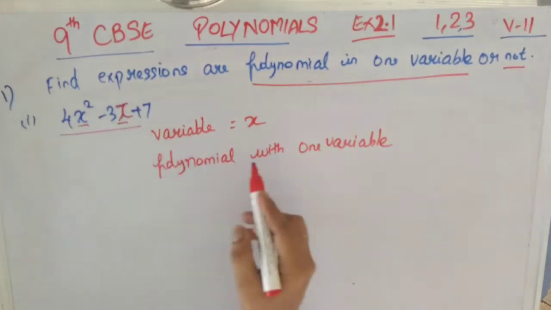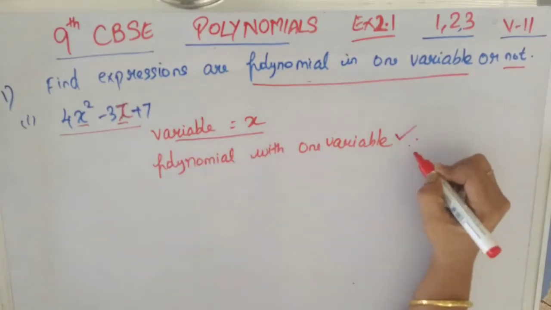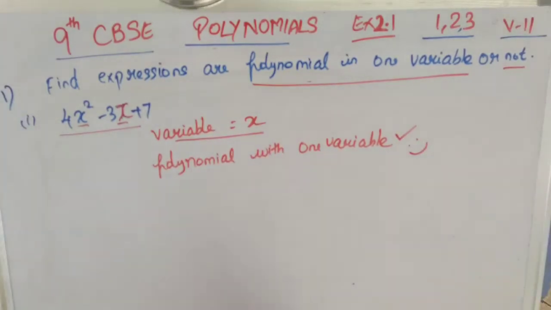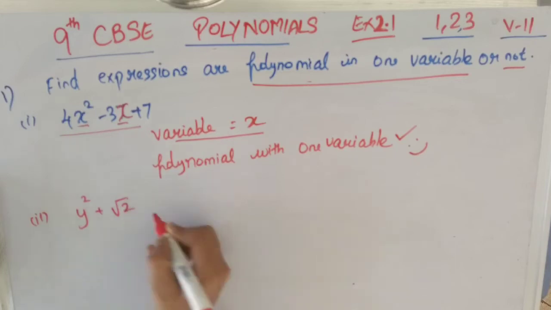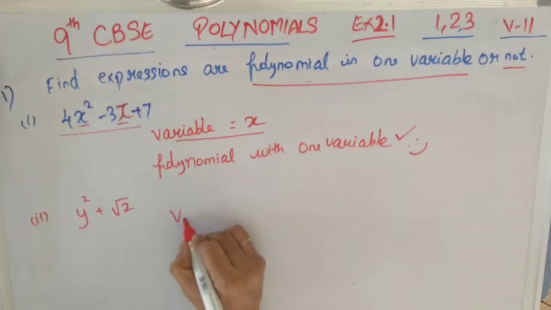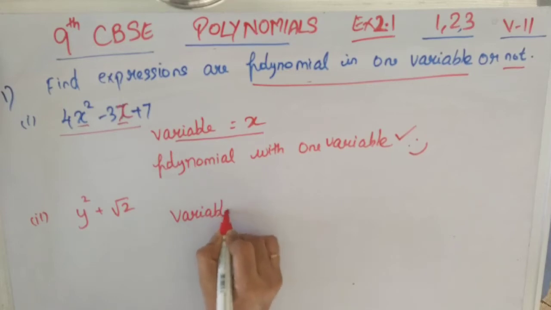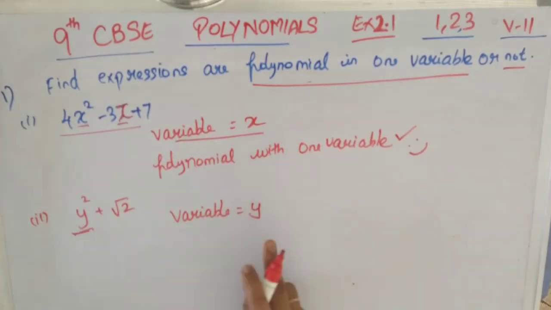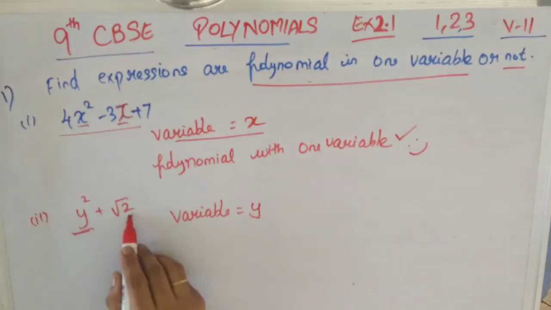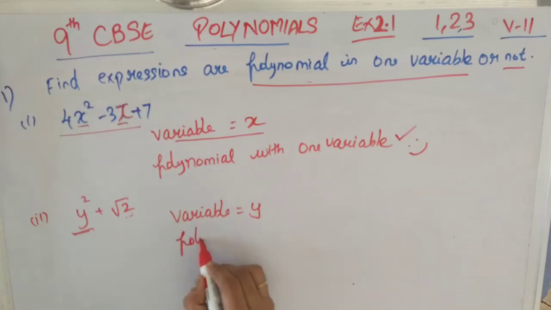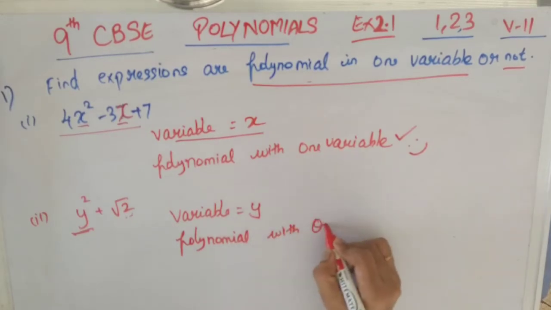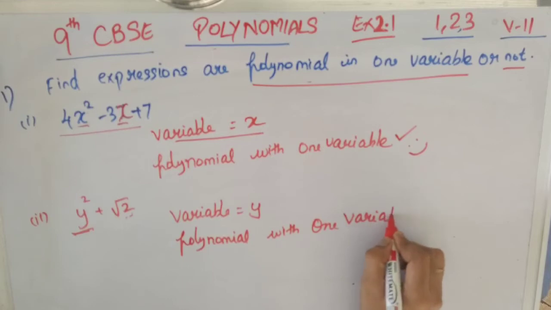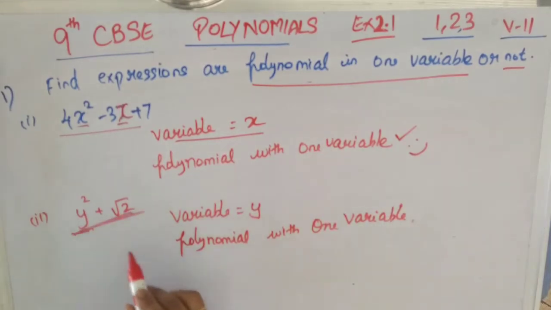Okay, clear? Okay, now let's go to the next question. The second question is, an expression is given and we should check whether it is a polynomial with one variable or not. y squared plus square root of 2. Here what is the variable used in this polynomial? Only y, isn't it? So, this is also a polynomial with only one variable. Therefore, y squared plus square root 2 is a polynomial with only one variable.